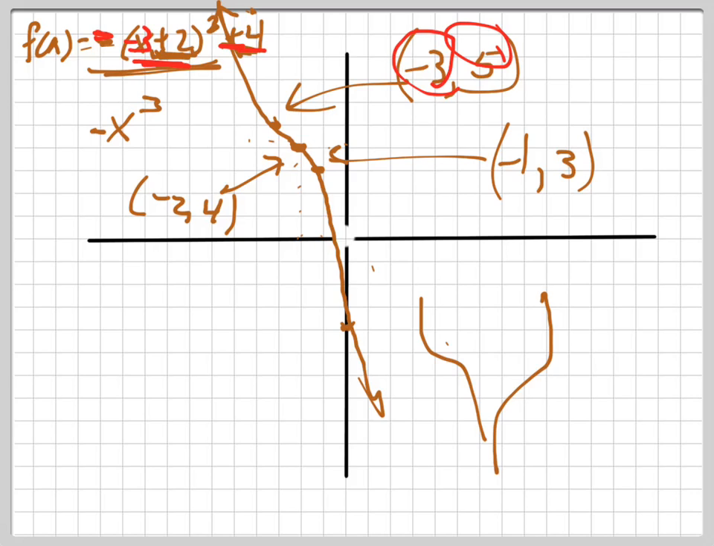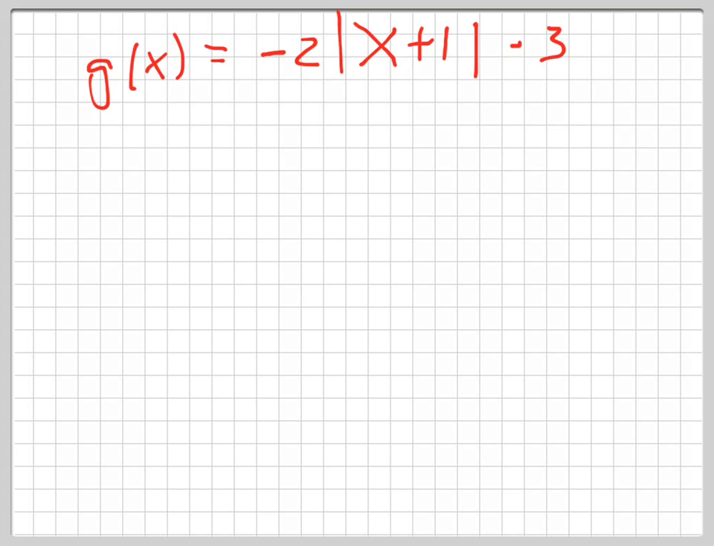Let's try a different one. Let's try g of x equals negative 2 absolute value of (x plus 1) minus 3. Now I'm purposefully making this as complicated as I can think offhand because I want to show you how easy it can be if you really understand transformations.